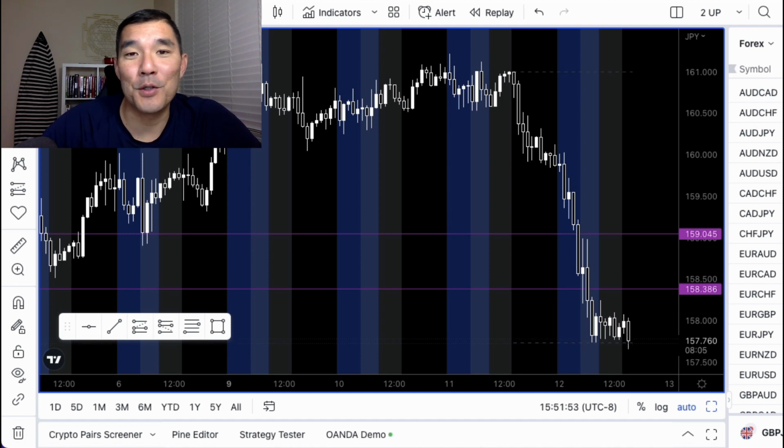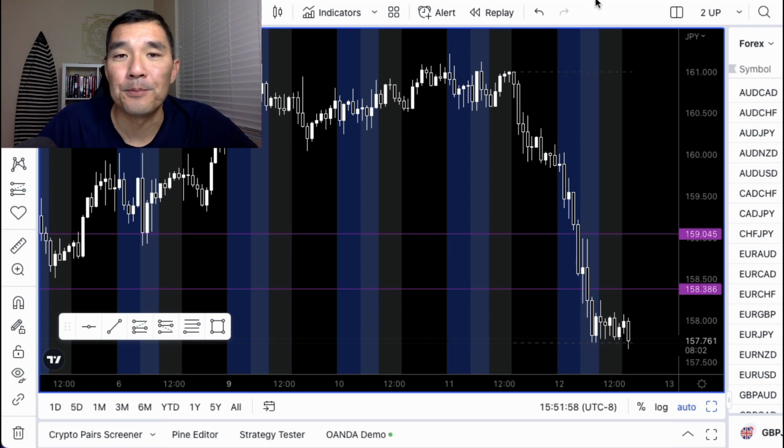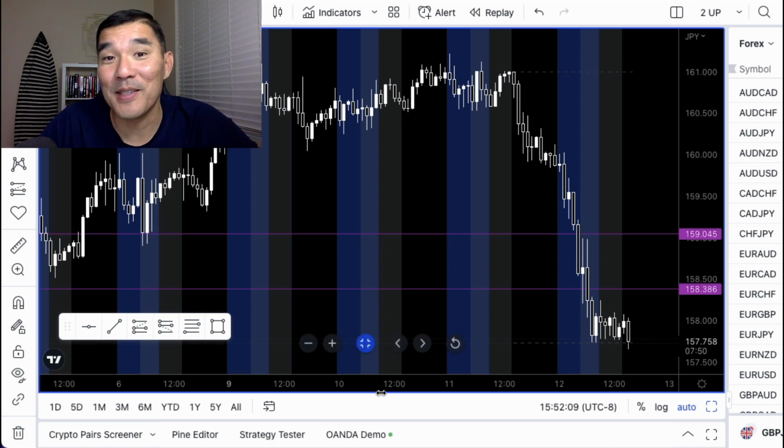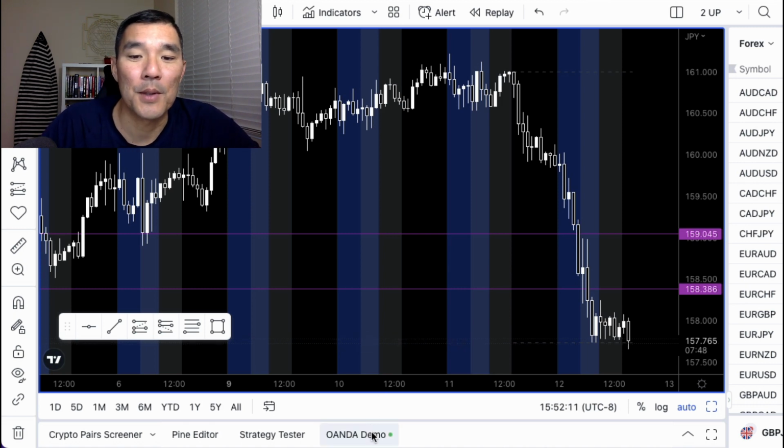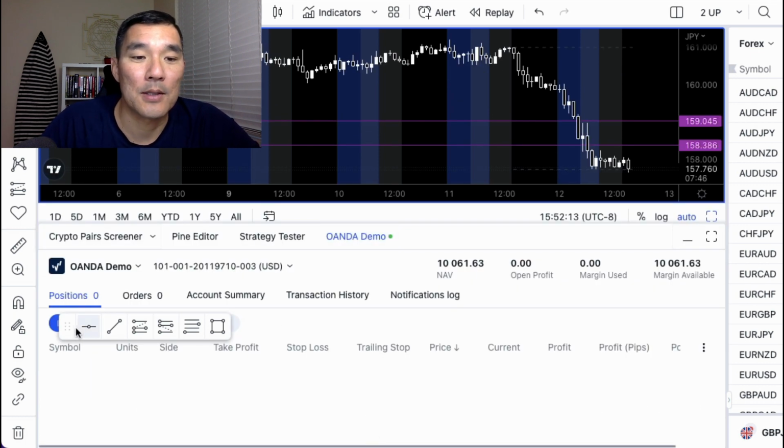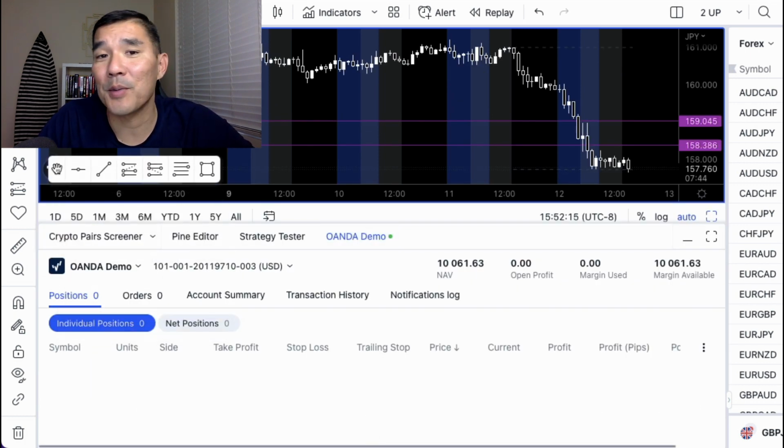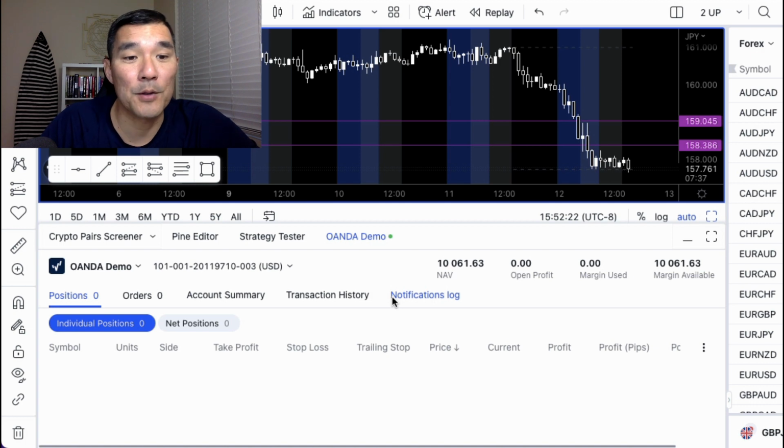So the first thing you should do if you want to try this out is to set up a demo account with Oanda. It's totally free. You don't have to worry about the demo account expiring, and that's the best part about an Oanda demo account. Once you have the demo account set up, you can go into TradingView, set up the connection, put in your username and password and all that stuff, and you will now have your demo account available to use in TradingView.